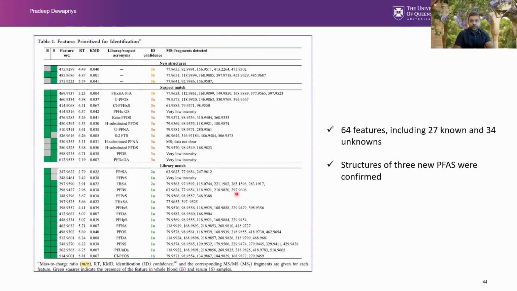This is the full list of compounds we identified from the samples with different identification confidence levels. With our workflow, we managed to prioritize 64 features, including 27 known compounds and 3 novel compounds, as I mentioned. 34 features remain unidentified due to limited MS information to draw a structural conclusion.